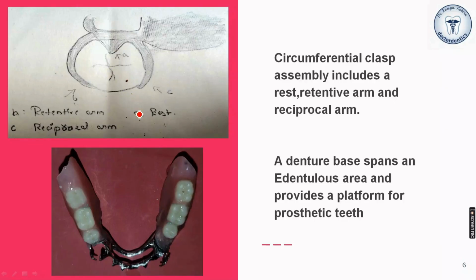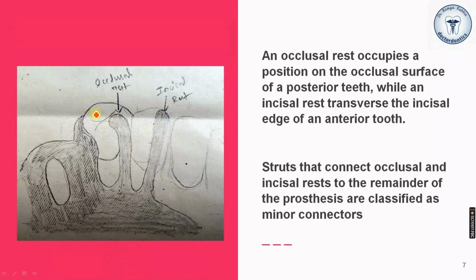There are a number of clasps which I will be discussing when I talk about the direct retainers. So in this I told you it is a retentive arm, rest, and a reciprocal arm. So this is the denture base which holds the prosthetic teeth. There are three kinds of rest. One is the occlusal rest, which will be positioned on the occlusal surface of the posterior teeth, hence the occlusal rest. The second one is the incisal rest, which will rest on the incisal edge of the anterior teeth. One more is the cingulum rest, which will rest on a cingulum.